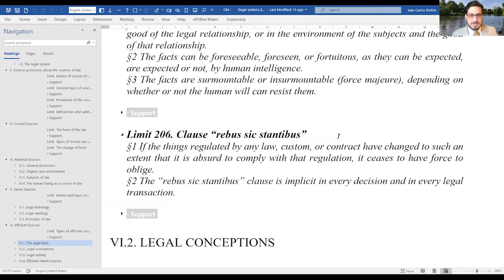It says, if the things regulated by any law, custom, or contract have changed to such an extent that it is absurd to comply with that regulation, it ceases to have force to oblige. The rebus sic stantibus clause is implicit in every decision and in every legal transaction. And if you forget to put the clause in each contract, in each agreement, don't worry at all, because it is implicit in every contract.